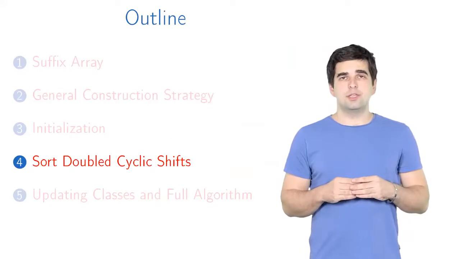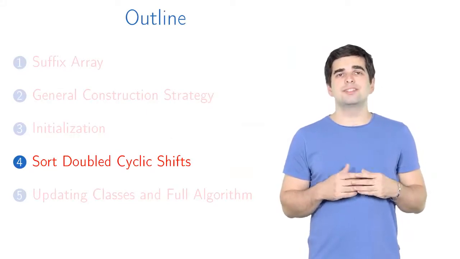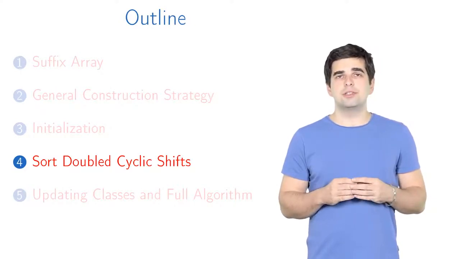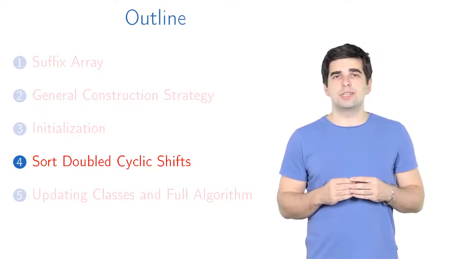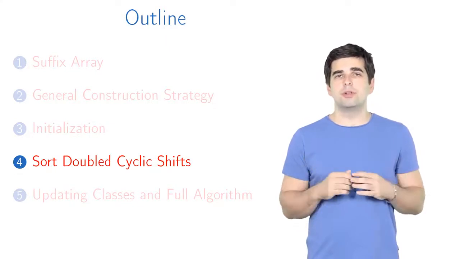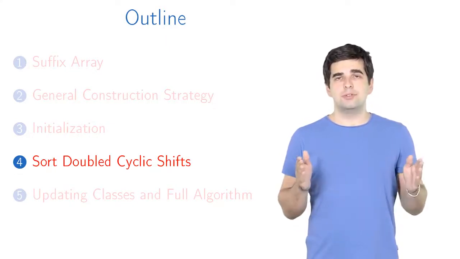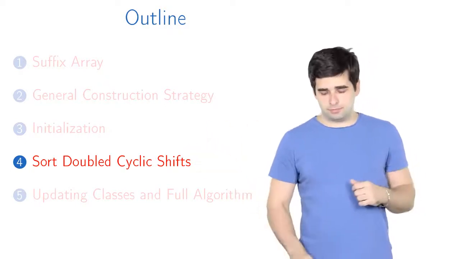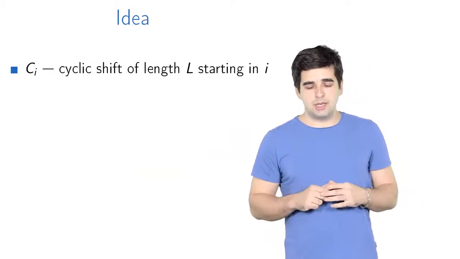Hi! In this video, you will learn how to implement the transition phase of the suffix array construction algorithm. In the transition phase, you assume that you have already sorted cyclic shifts of some length L, and you know not only their order, but also their equivalence classes, and you need to sort based on that cyclic shifts of length 2L. The main idea is the following.